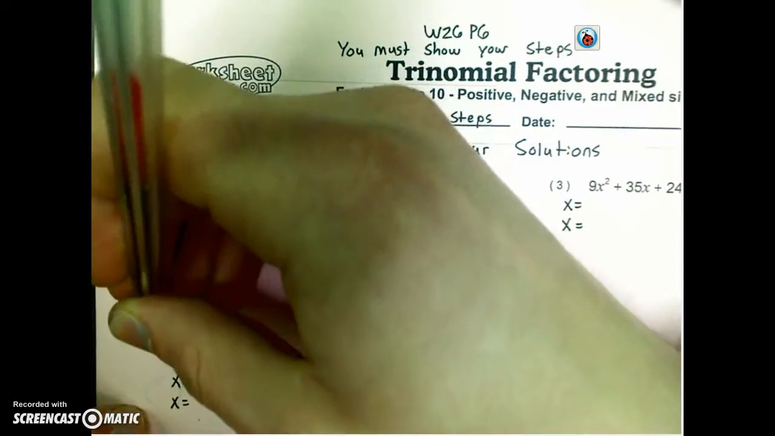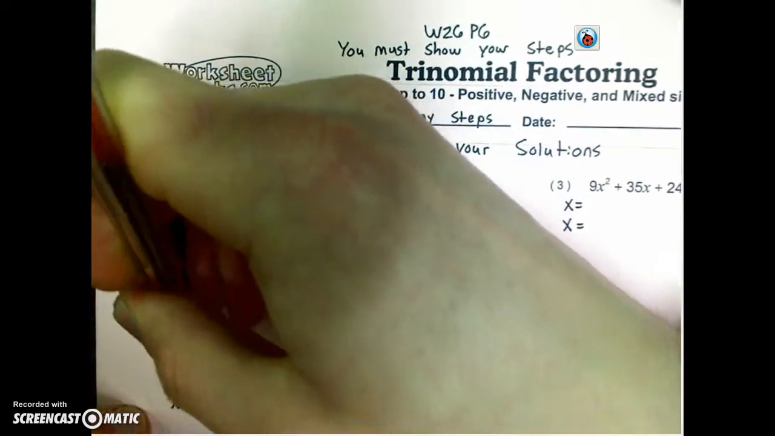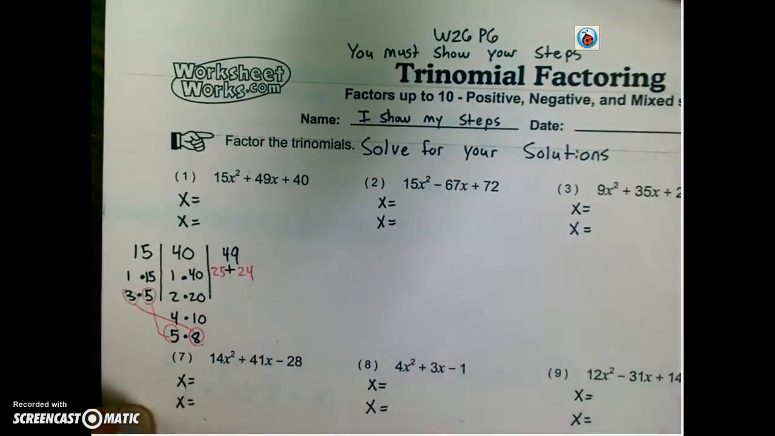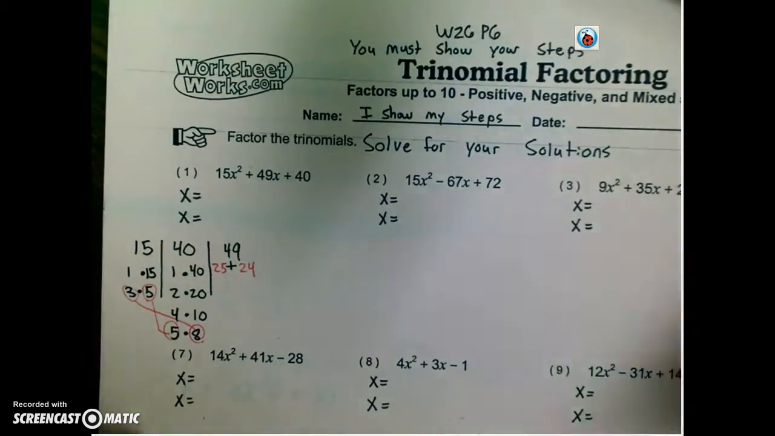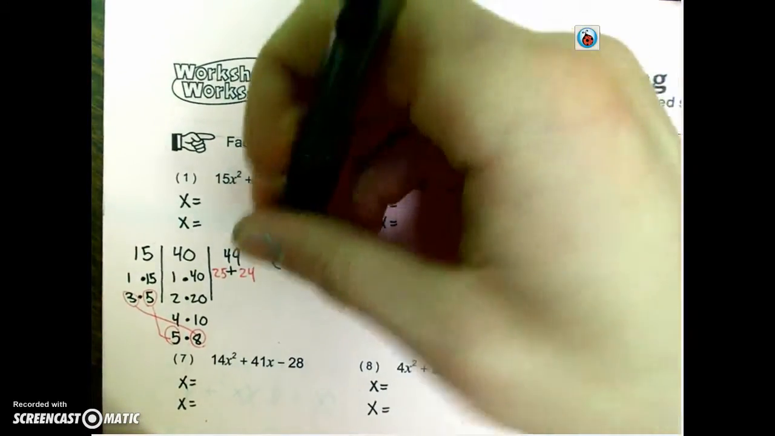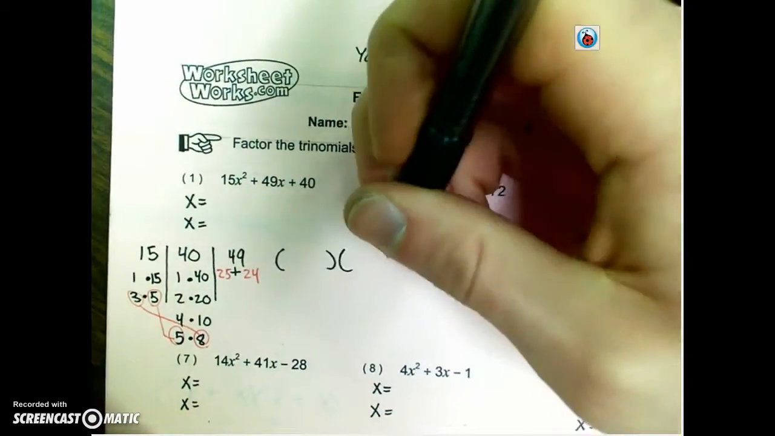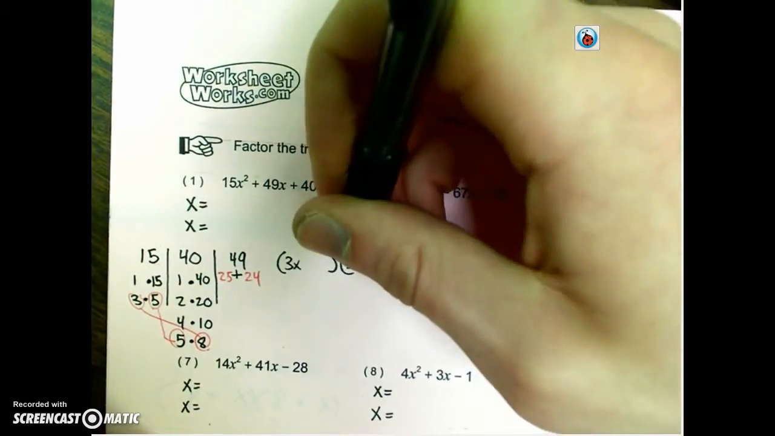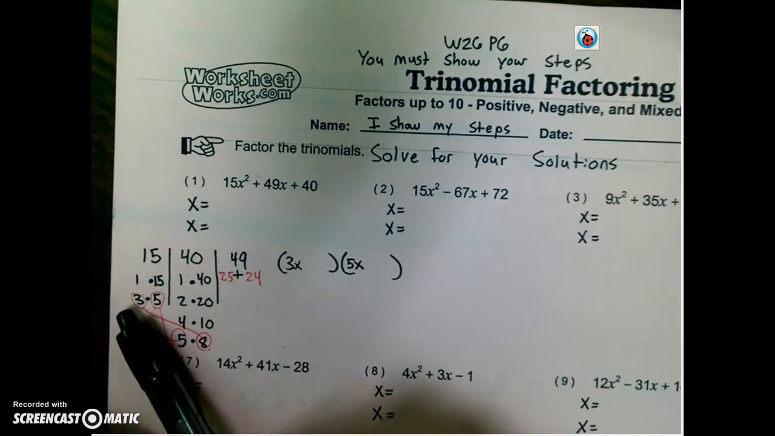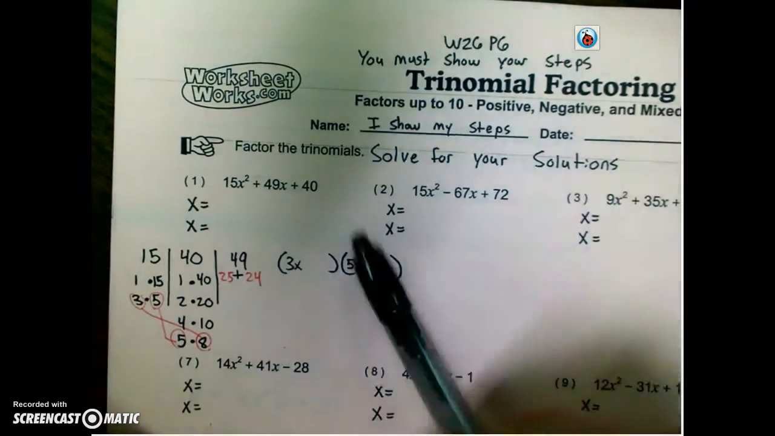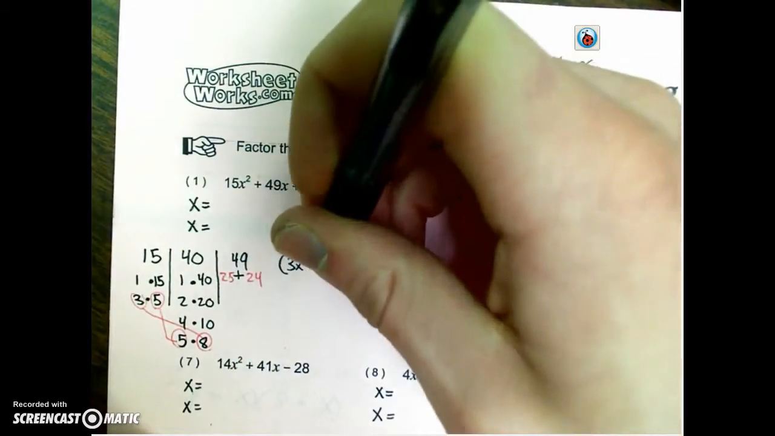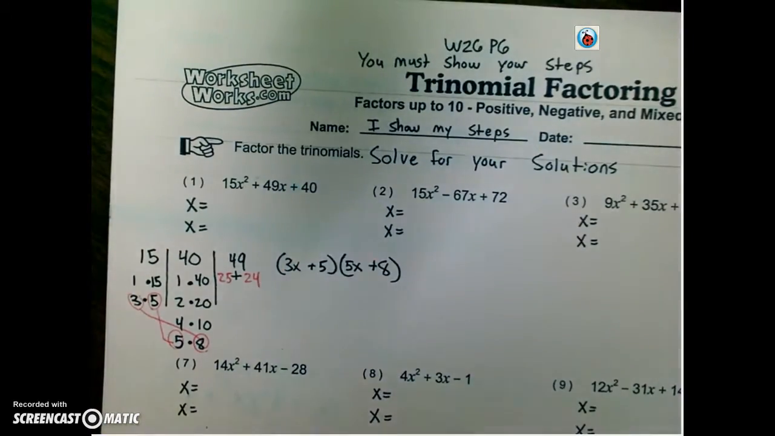If I do a 5 multiplied by 5, that's going to get us a 25. And 3 multiplied by 8 is going to get us a 24. 25 plus 24 does give us the 49. So that tells us how to set up our factors. All right, so I need a 3x and a 5x. That's for those numbers there. And then the 3 has to be opposite of the 8. And the 5 has to be opposite of the 5. All right, so that's our factorization.